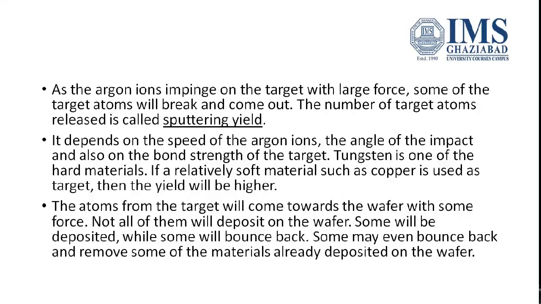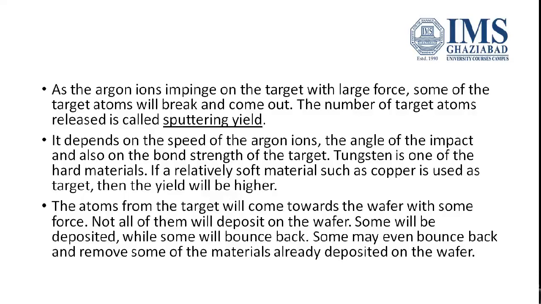Now when the argon ions impinge on the target with very large force, the target atoms break and come out, and the number of target atoms released per ion is known as sputtering yield. It also depends on the speed of the argon ion, the angle of impact, and the bond strength of the target. Tungsten is a very hard material. If a relatively soft material such as copper is used, the yield will be higher.